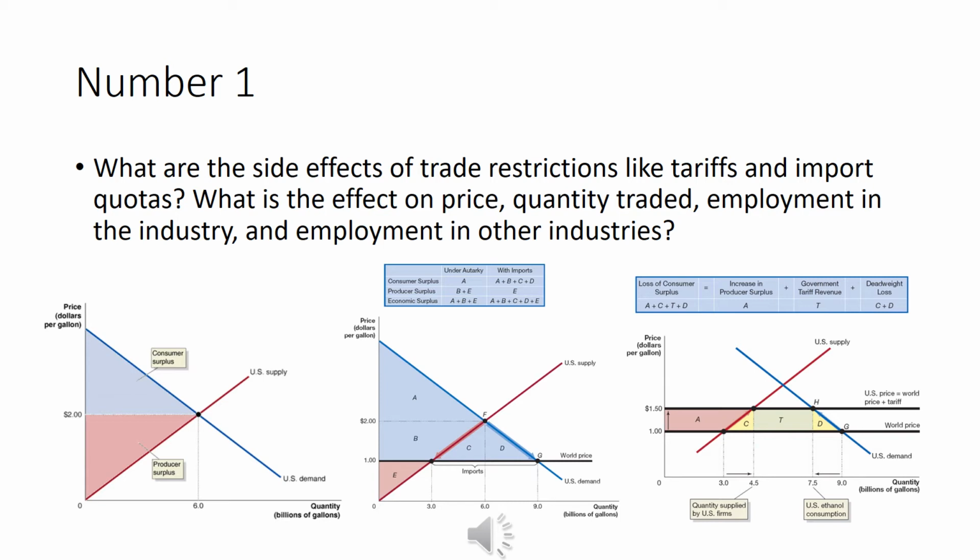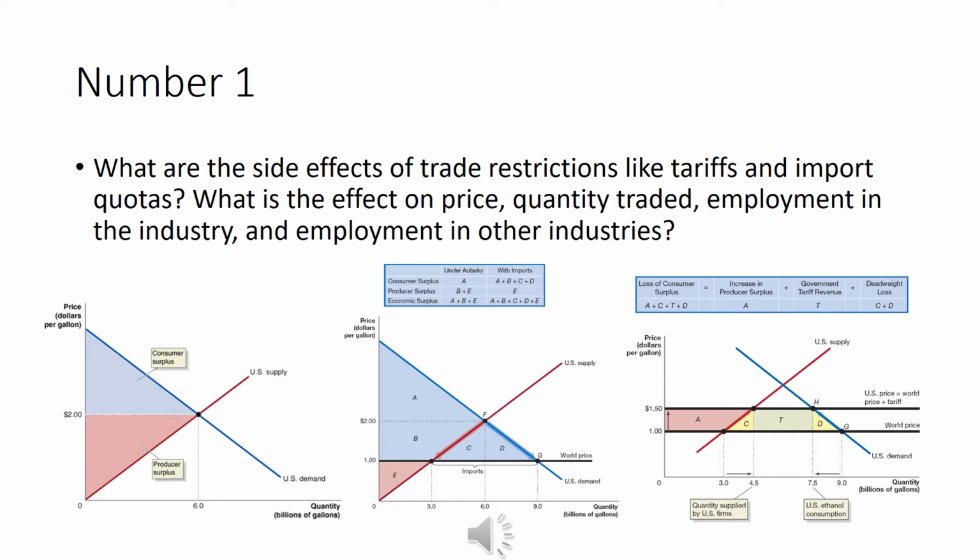So now the effect on the price of a tariff, as we can see here, is going to be an increase in the price. Because we're putting a tax on there, it's going to increase from $1, the world equilibrium price, to $1.50, the world equilibrium price plus the amount of the tariff. The quantity traded, again, is going to decrease in the United States. So in this case, we're going to drop from 9 billion gallons to 7.5 billion gallons because it's now relatively more expensive. So this new price, it's worth it to purchase for consumers, there's a fewer number of them.